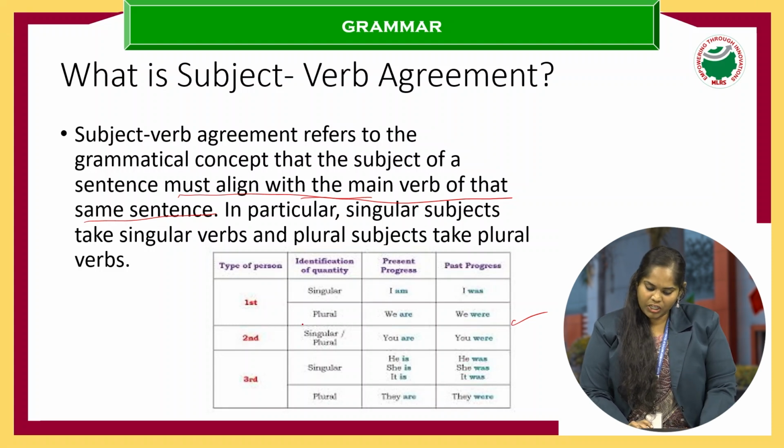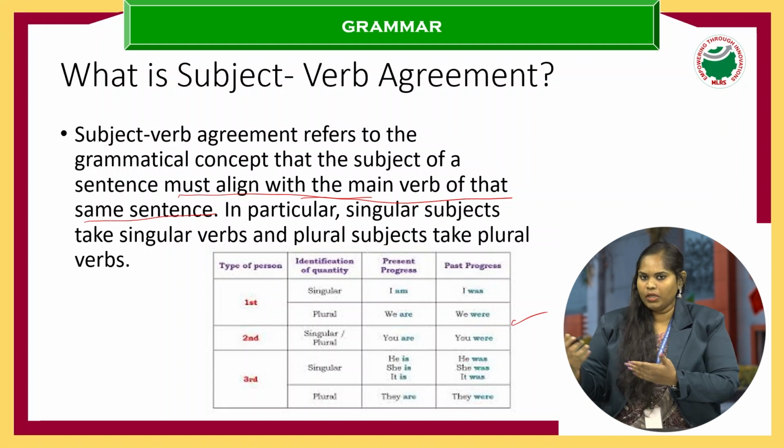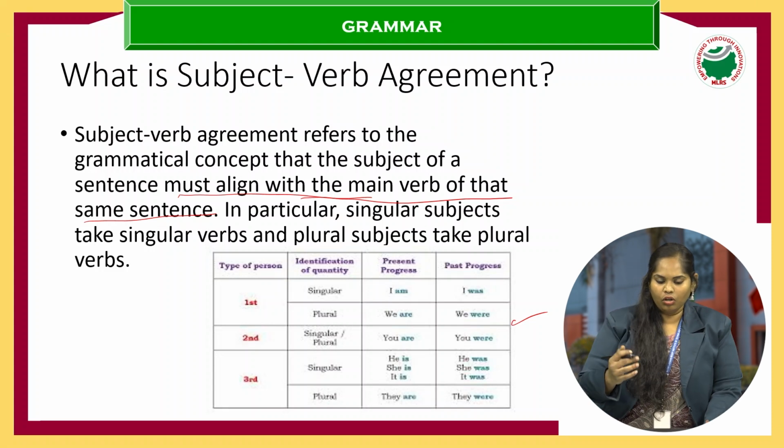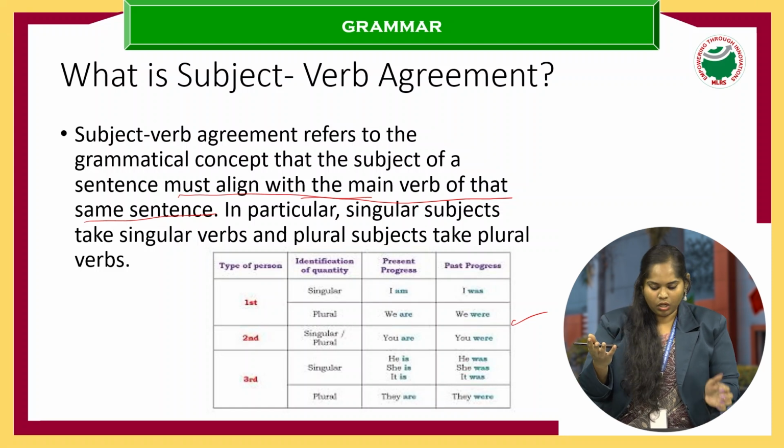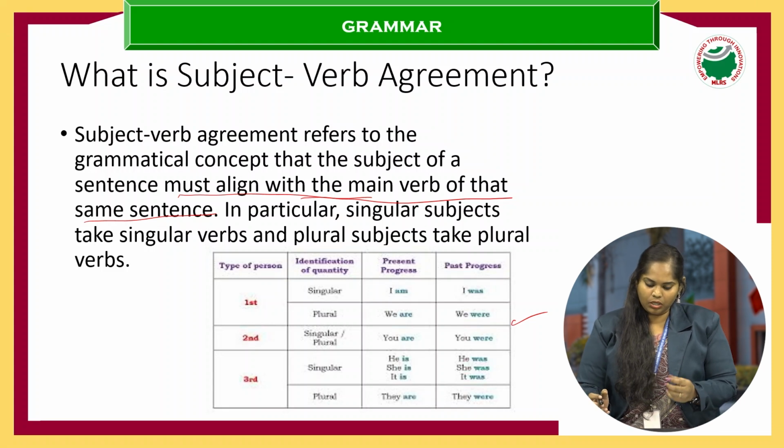In the first person plural, we are is the present form, whereas for past we use we were. And in second person, singular or plural, you'll be addressing the other person, the opposite one. So you'll be saying you are and you were. So that is the second person, in present and past.